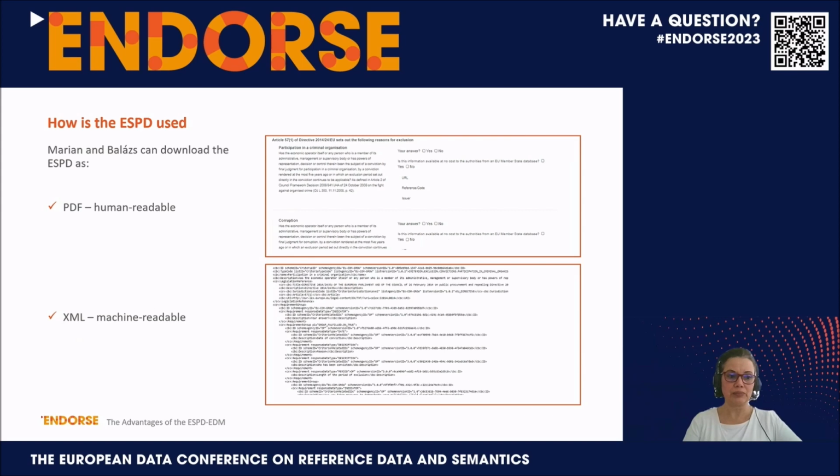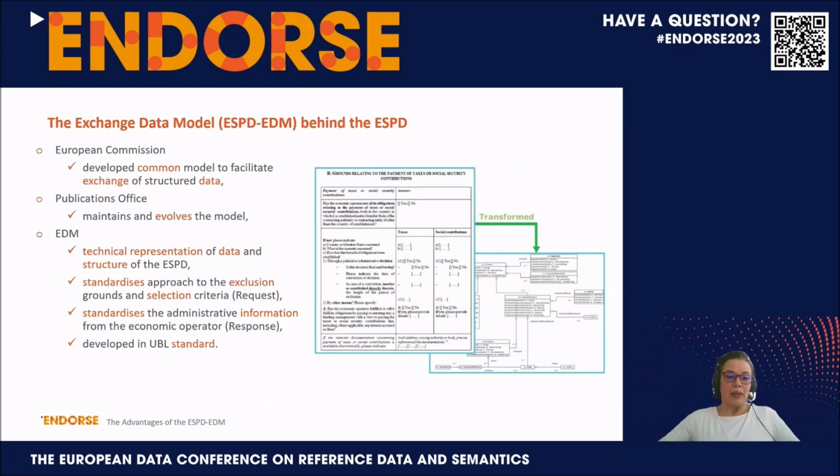Both of them will be able to download from the service the form that they have been filling in, as a PDF, which is more human readable, or as an XML format, which is more machine readable, although humans can also read it. Behind this form, there is an exchange data model that we abbreviate as ESPD-EDM.